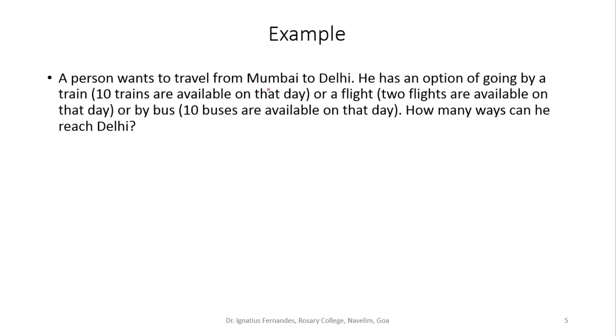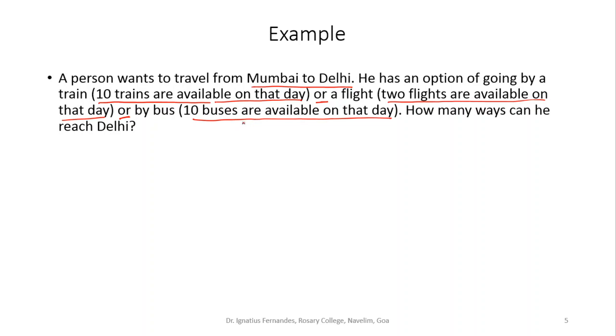A person wants to travel from Mumbai to Delhi. He has an option of going by train. 10 trains are available on that day, or a flight. He has 2 flights available on that day, or by bus. He has 10 buses available on that day. How many ways can he reach Delhi? Okay, so for this person to travel from Mumbai to Delhi, he has to take any one of these options. He can go by any of these 10 trains, or he can take any one of these 2 flights, or he can take any of these 10 buses.